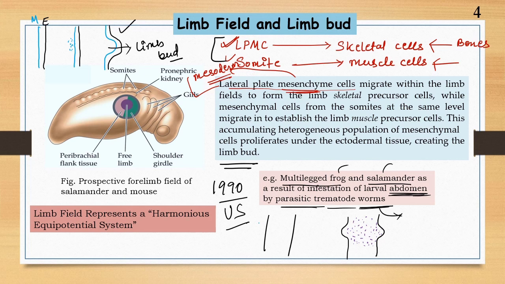So if you see this region, suppose this is the limb bud, these are the limb bud cells. When the eggs were getting scattered in the limb bud also, indirectly it used to divide the limb bud into various chunks, and each and every chunk would lead to formation of a limb due to its equipotential nature. All of this system has the potential to create a limb, so even if it was getting divided into various chunks, each and every chunk would lead to formation of a limb. This was leading to the multi-legged frog and salamander.